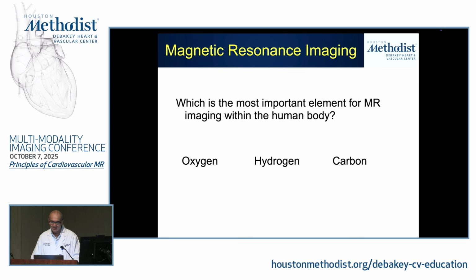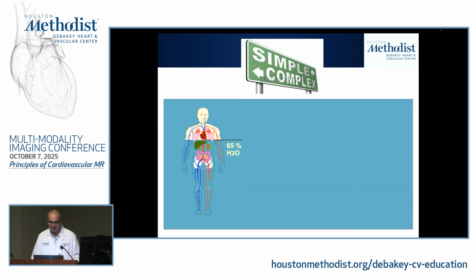So next question: when we're doing MRI imaging in humans, what is the most important element with regard to MRI imaging? Is it oxygen, hydrogen, or carbon? Again, let me get a poll from the audience. How many of you think the most important element for MRI imaging in humans is oxygen? Raise your hand. Okay, nobody. How many think it's hydrogen? Almost everybody. And who thinks it's carbon? Nobody. Okay, so everybody got it right. Hydrogen is in fact the key element when it comes to MRI imaging.